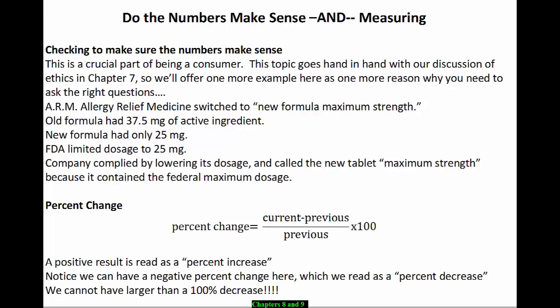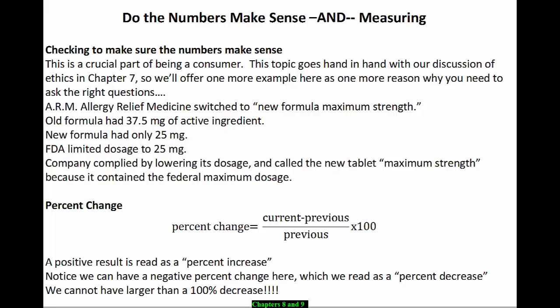This lecture covers chapters 8 and 9. Do the Numbers Make Sense is chapter 9, and Measuring is chapter 8. Since chapter 9 goes so nicely with chapter 7, we're going to do chapter 9 first. This is called Do the Numbers Make Sense?